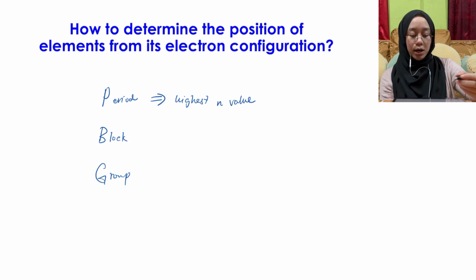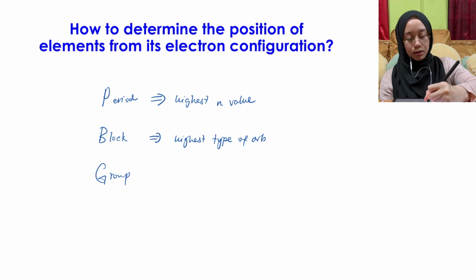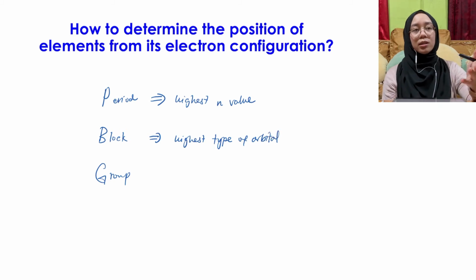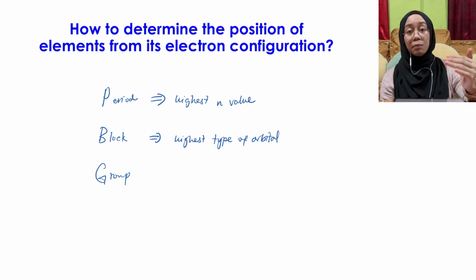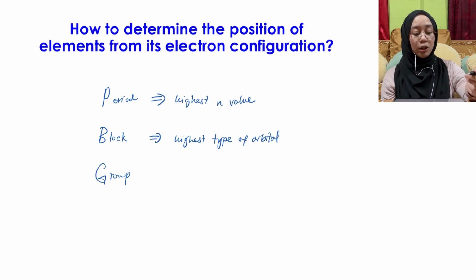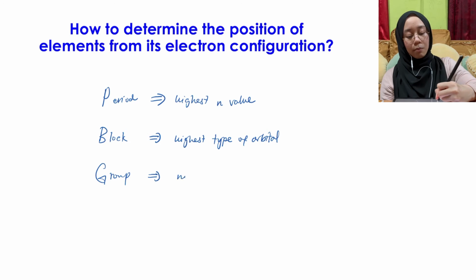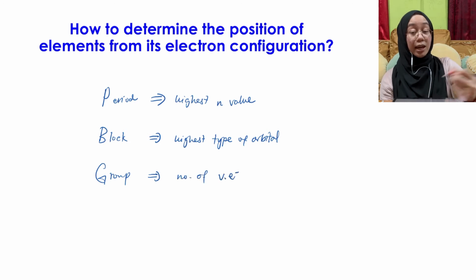And then block pula it depends on the highest type of orbital yang kamu isi. Okay, so let's say you end it with 3D. Itu adalah last kali yang kamu isi, bermaksud it is in D orbital. Kalau kamu isi last kali adalah 1S, bermaksud S block. Kalau last kali kamu isi adalah dalam 2P, bermaksud it is in P orbital. Okay, and then group pula, it depends on the number of valence electron.